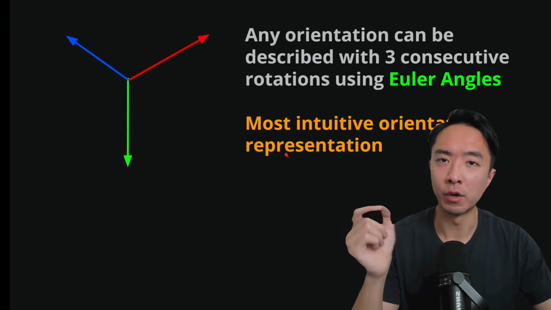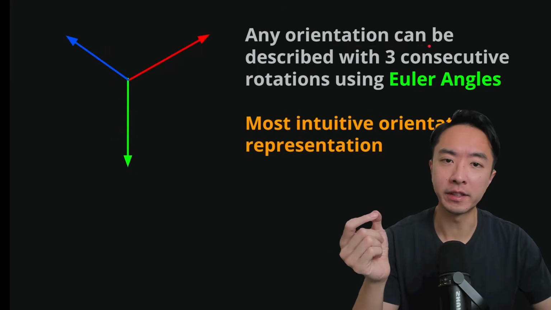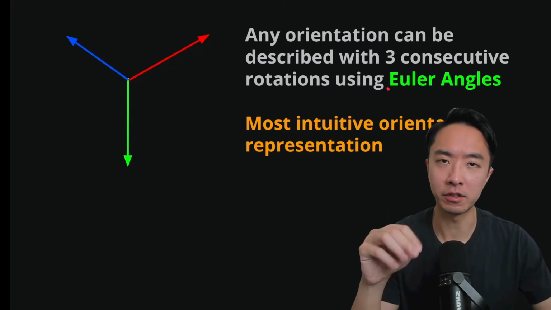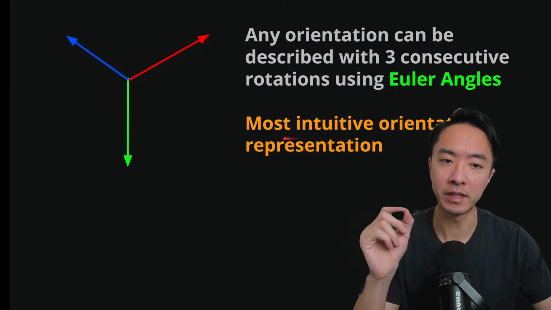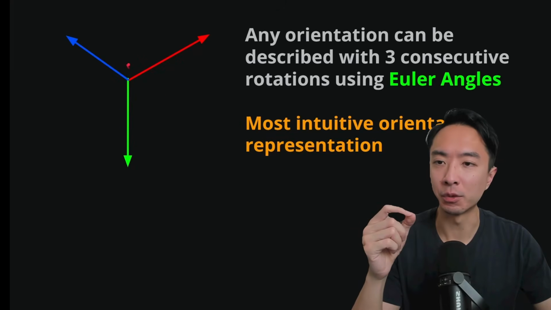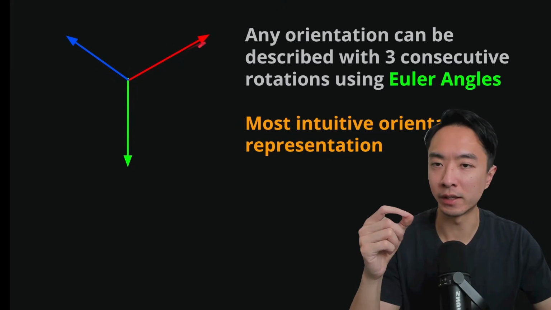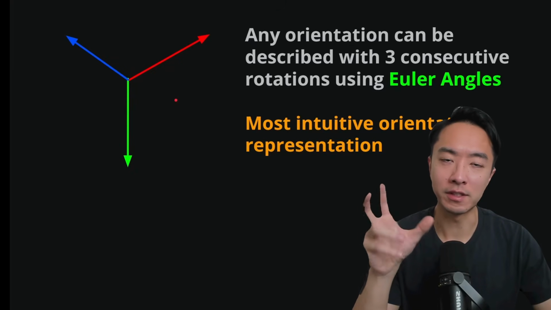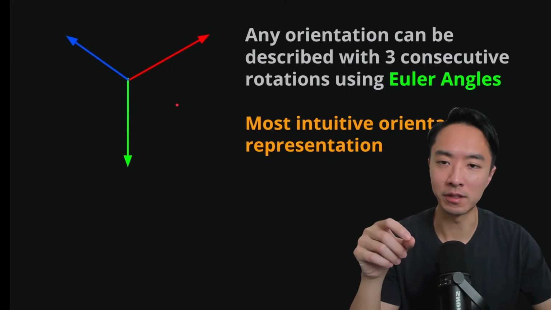So the idea with Euler angles is that any orientation can be described with 3 consecutive rotations using Euler angles. So it's the most intuitive way to describe orientation. Here we have a frame. The red is X, green is Y, and blue is Z. We're going to go through a series of rotations to see what this means.